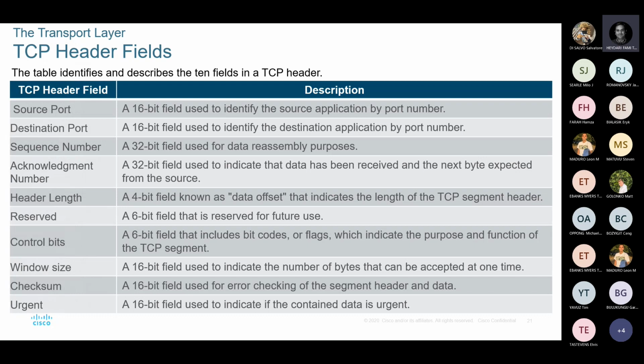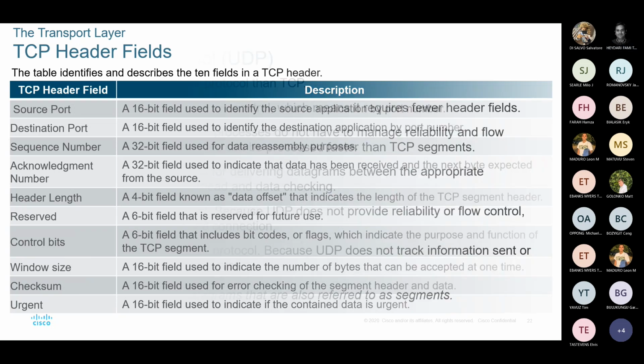I believe I have covered mainly what this table is going to tell you about each of these fields and what they do. Just remember, checksum covers the TCP segment header as well as TCP segment payload, which is the data inside.